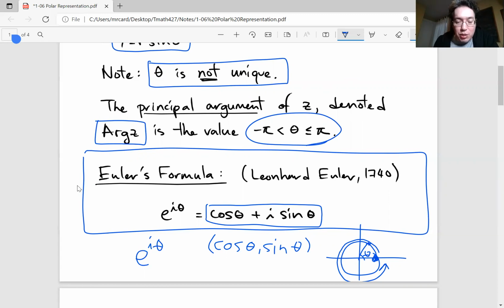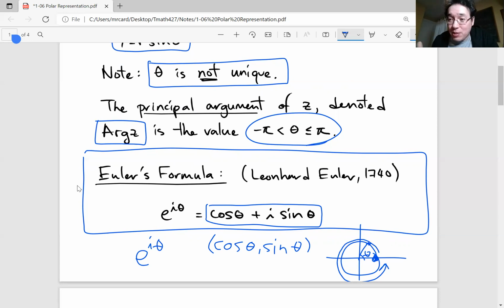When e to the 2 pi I hits, you come back to the point 1. If you traveled 90 degrees, or pi over 2 radians, you'll hit I. If you traveled pi radians, you'll hit -1. So I hope that makes sense. This is the key to understanding geometry in complex analysis.